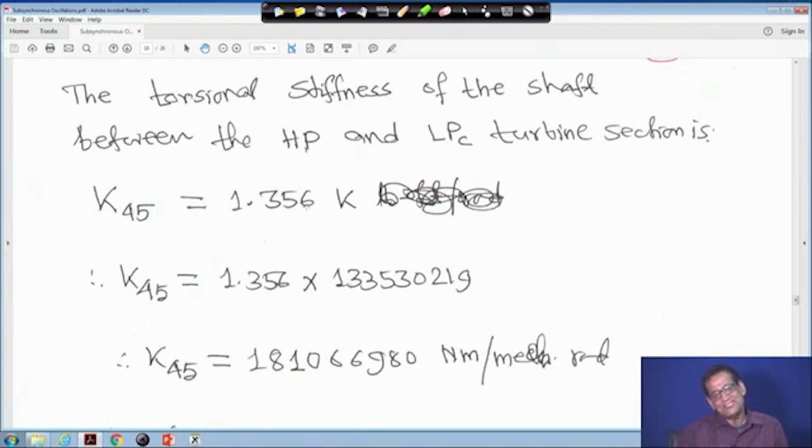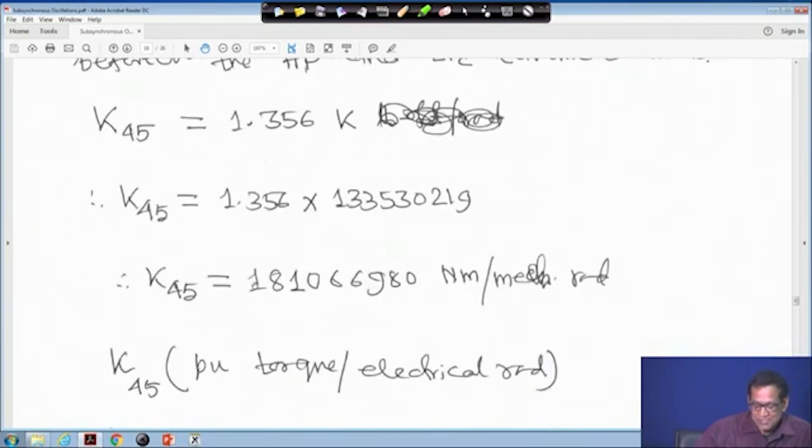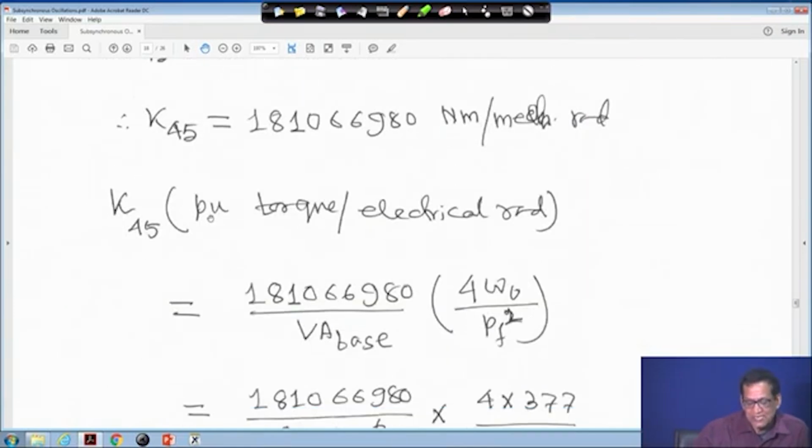Same thing we have done in the synchronous machine chapter, but stiffness was not there. Same philosophy you follow to change the unit, because it was given in British units, you convert it to MKS. So K45 will become this much Newton meter per mechanical radian. Therefore, if you make it per unit, it will be K45 per unit torque per electrical radian, whatever you have got, divided by VA base into 4 omega 0 upon PF square.